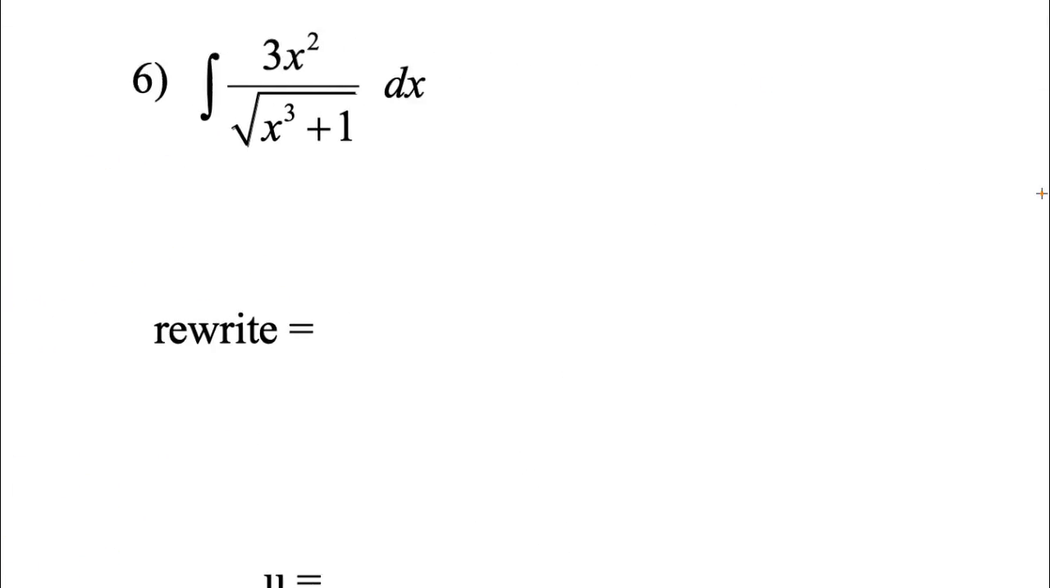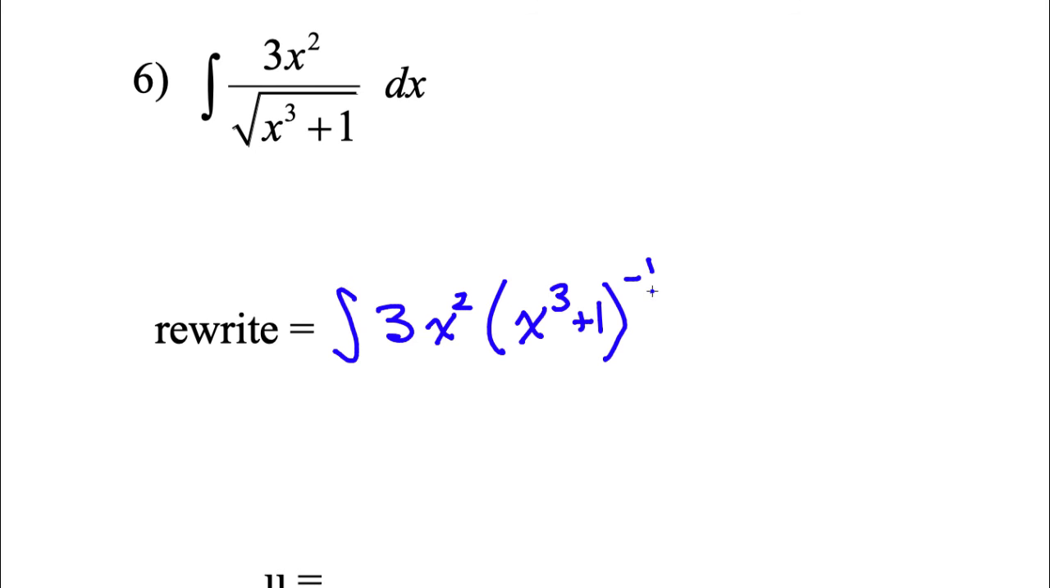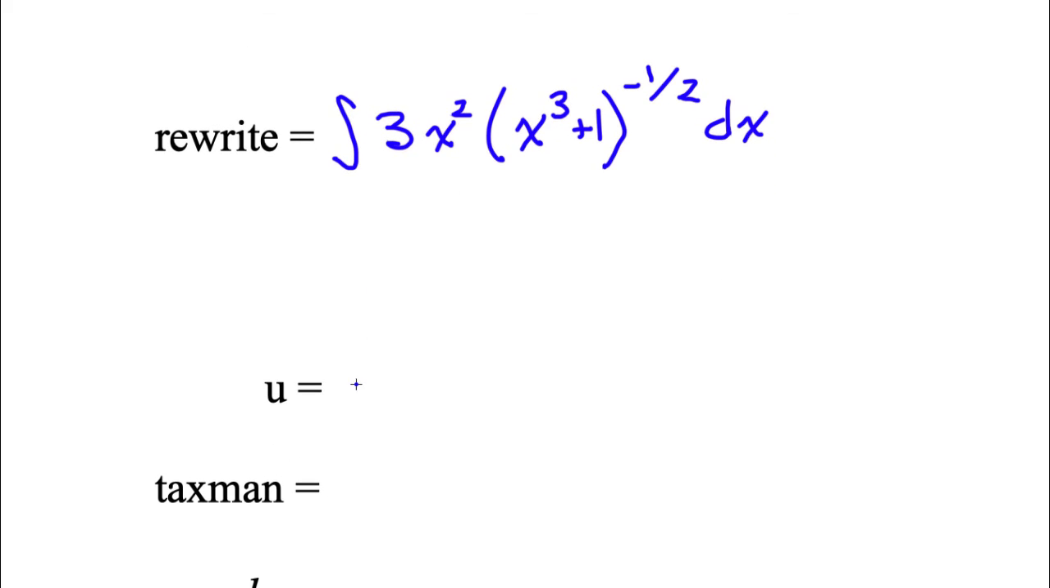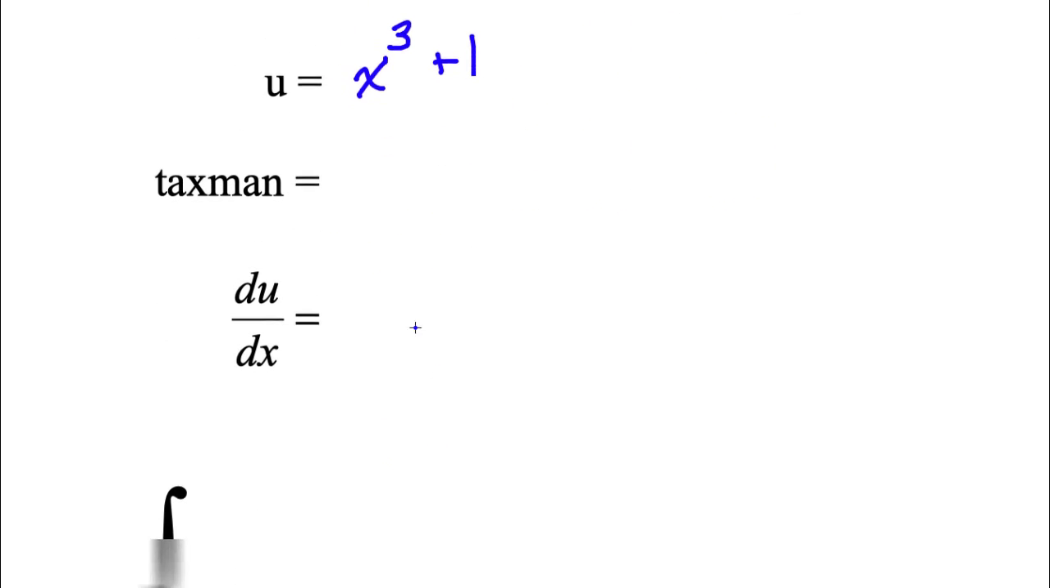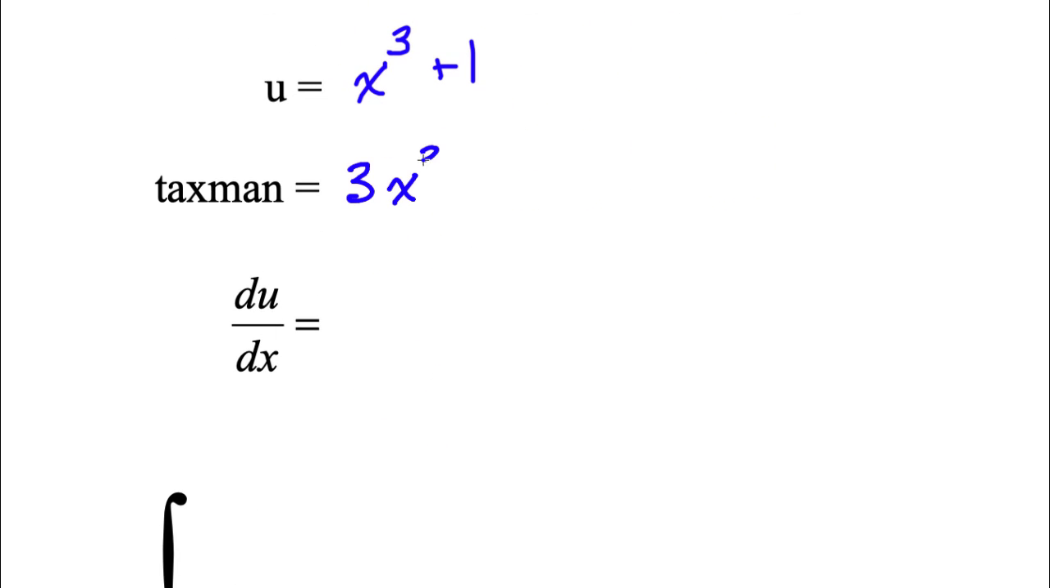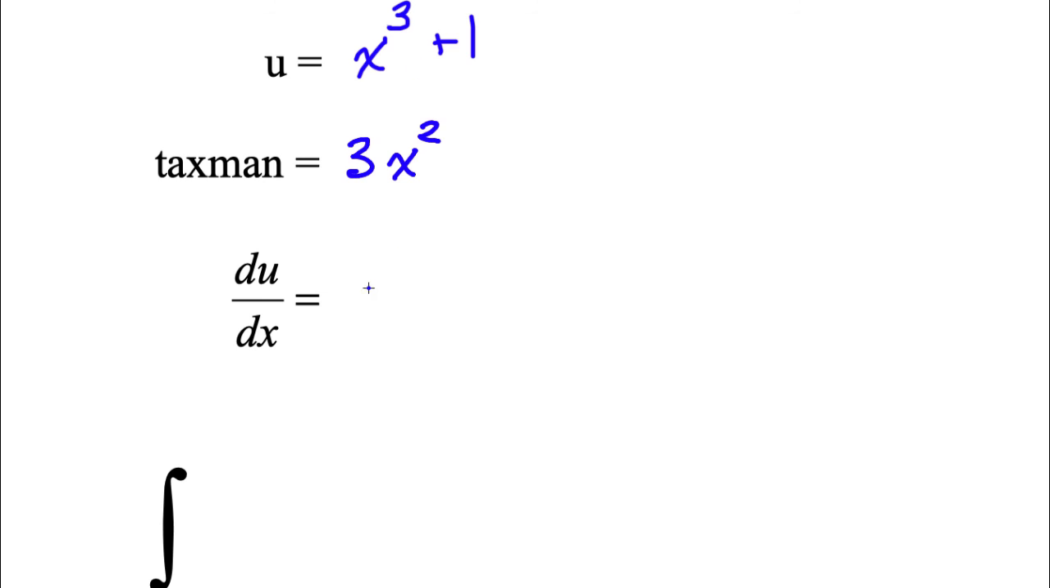Go ahead and rewrite this one. This is going to be the integral of 3x squared, still the numerator, and that is going to be multiplied by x to the power of 3 plus 1, this quantity to the power of negative 1/2 dx. All right, so what is our u? Our u is x to the power of 3 plus 1. Taxman is this 3x squared, and the derivative of this u is 3x squared. Hey, those canceled out completely, totally gone.